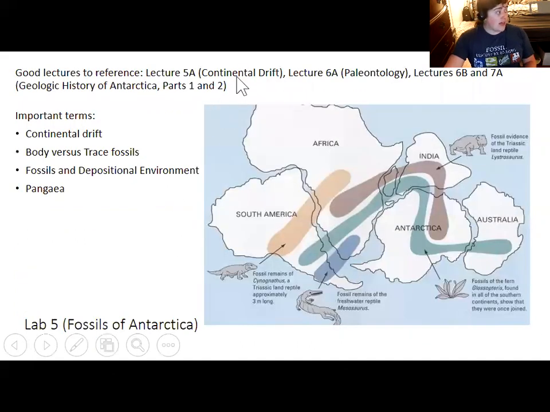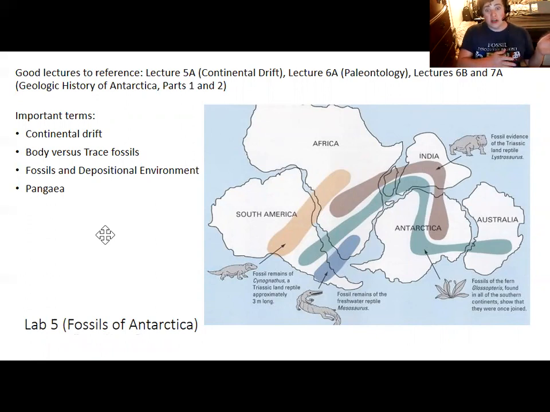I wanted to mention regarding the lab that some good lectures to reference. Lecture 5A about continental drift has some relevant information, as does lecture 6A, which is all about paleontology and fossils. And then lectures 6B and 7A are the history of Antarctica lectures. And it might be worth at least skimming those over again, because the lab talks about how plants have changed in Antarctica, and how that is related to climate change, how we see Antarctica's plant life look less and less like jungle life and more like temperate forest, like North American forest woods, and then no forests at all after the opening of the Antarctic circumpolar current.